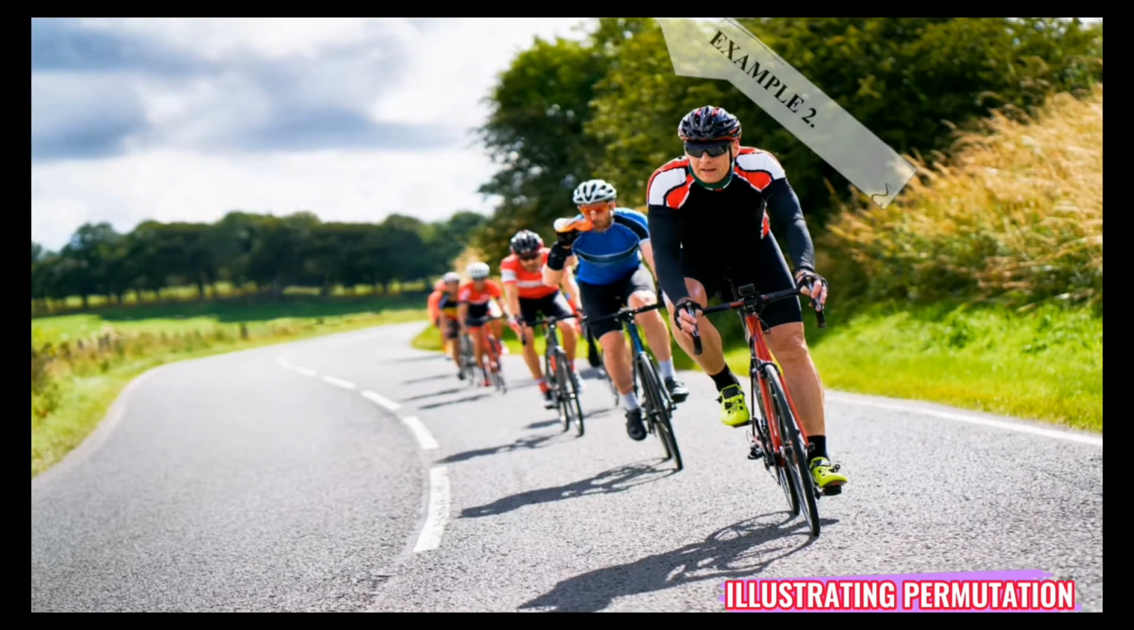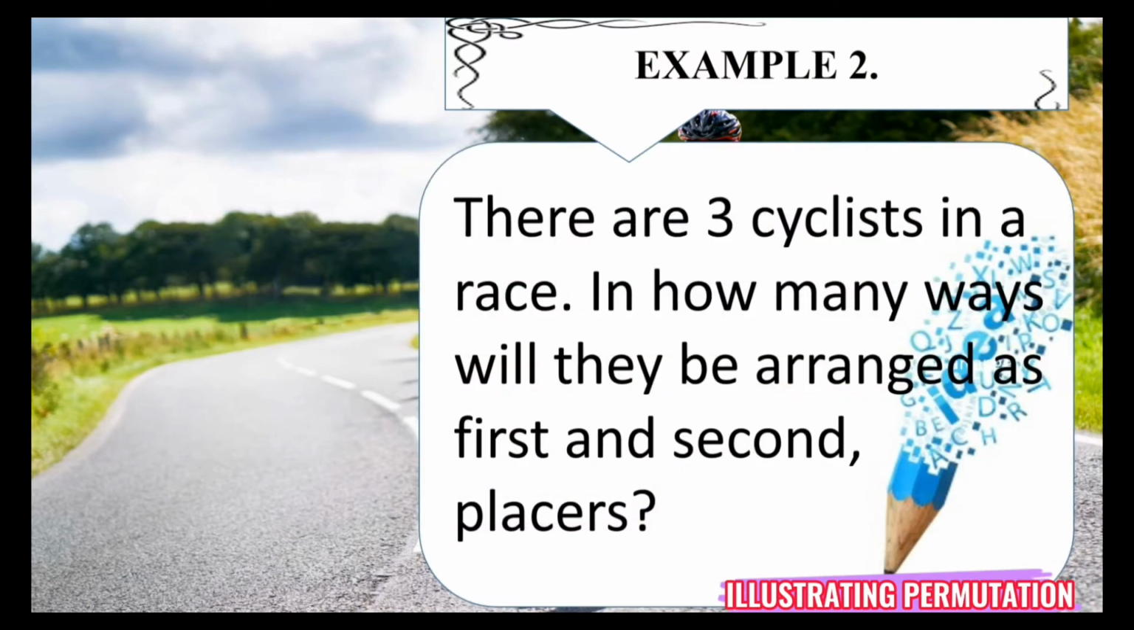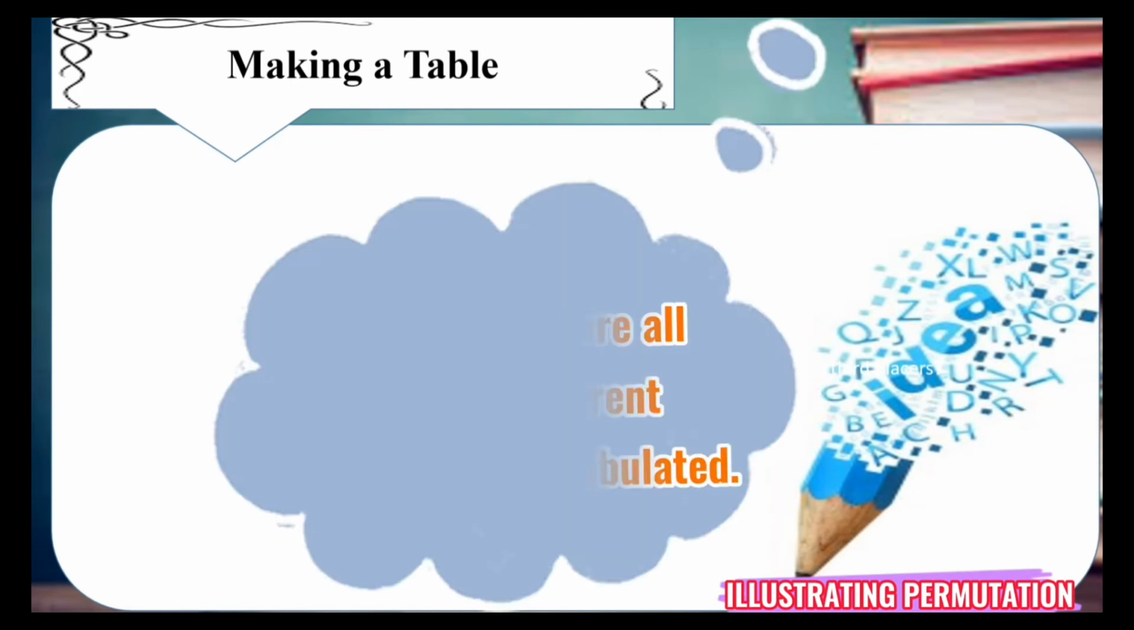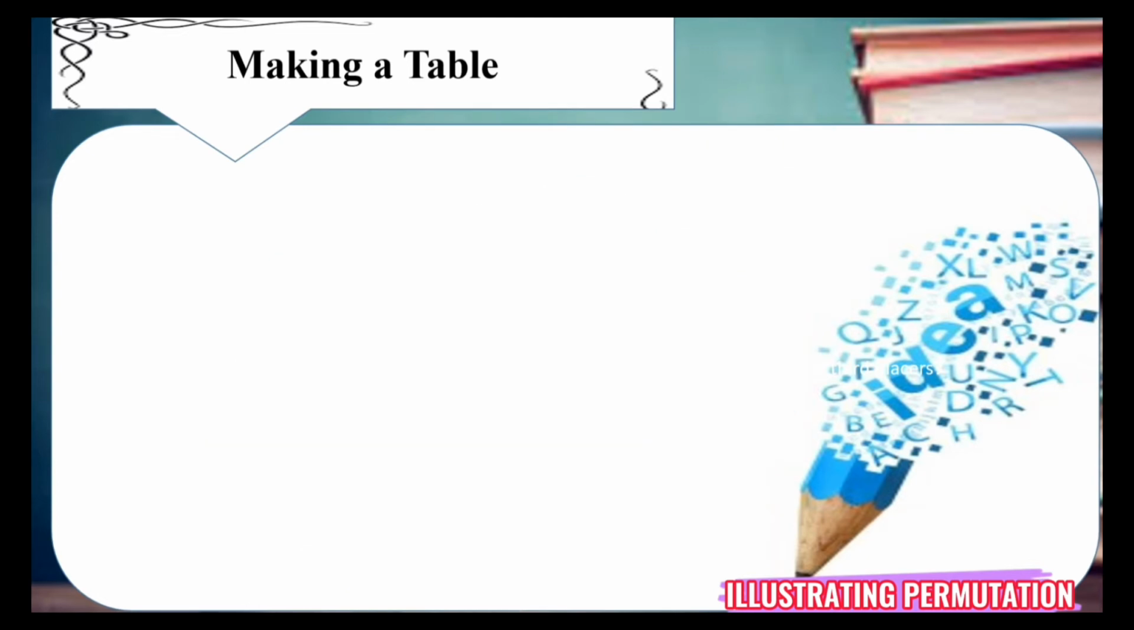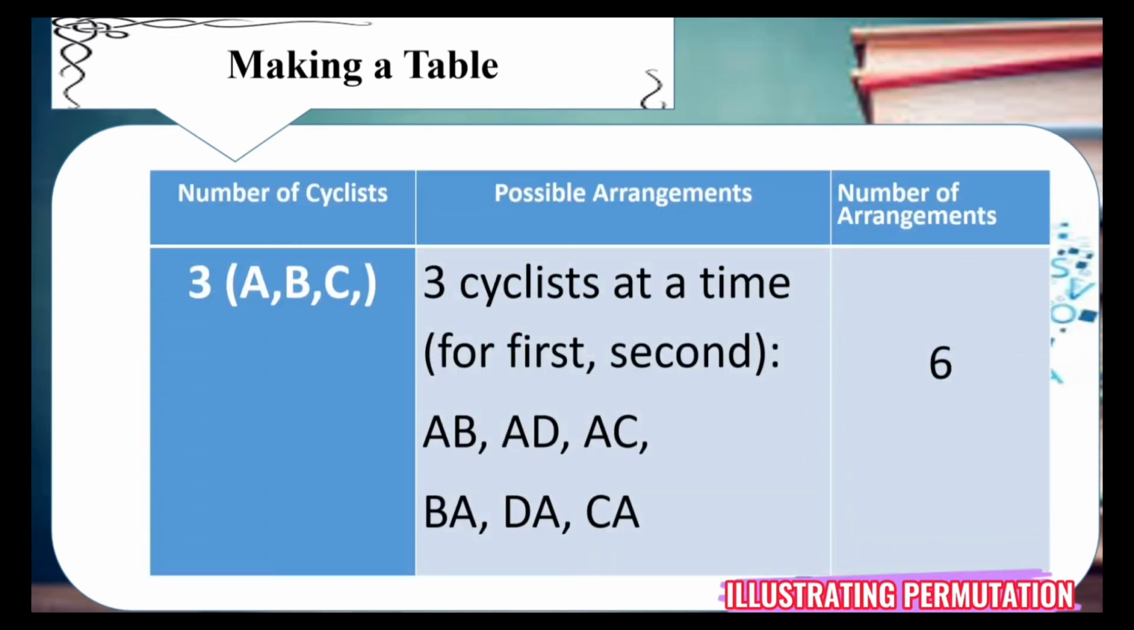For the second example, there are 3 cyclists in a race. In how many ways can they be arranged as first and second placers? This time, let us use making a table. Remember, this is a technique where all values or different possibilities are tabulated. Meaning, we're going to create a table and place all the needed data. On the first column, you will write the number of events. Second column, the possible arrangements. And for the third column, the number of arrangements.